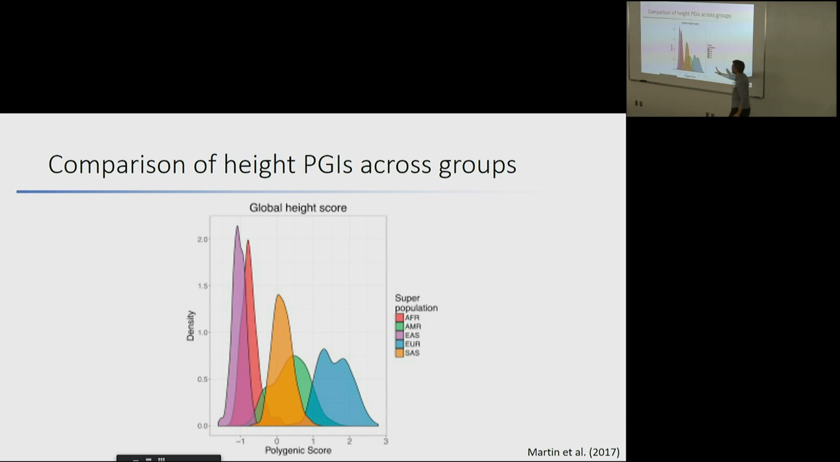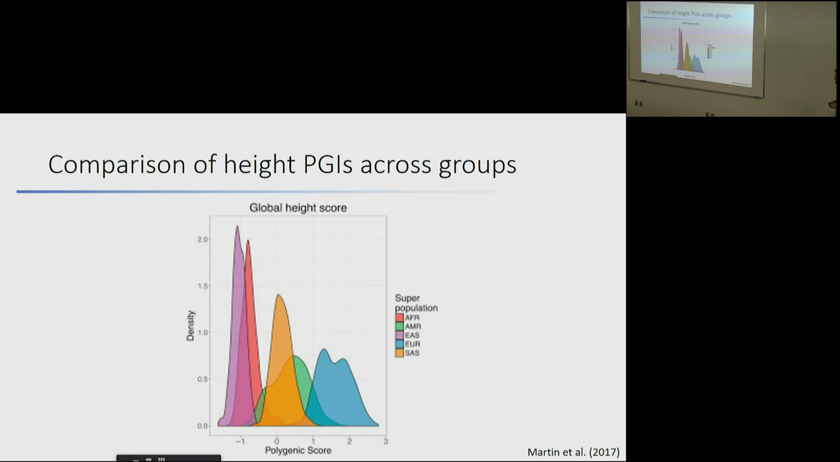Like the order here, it just happens to be that the European one is at the top, which happens to match the ancestry of the GWAS sample, but this isn't generally the case. The order of the mean of these distributions has an unpredictable sign.